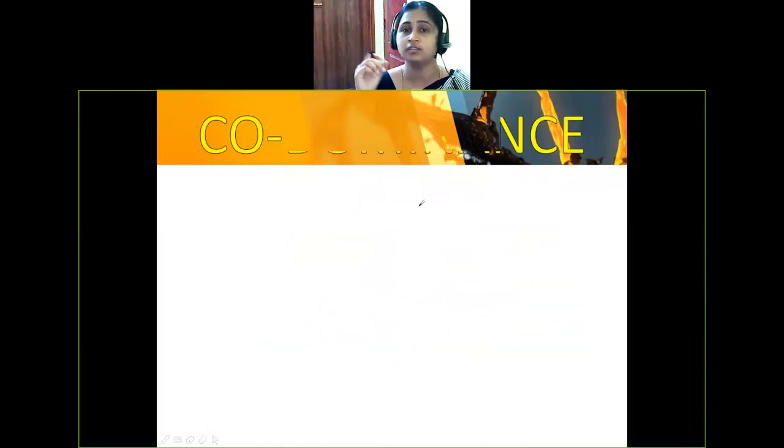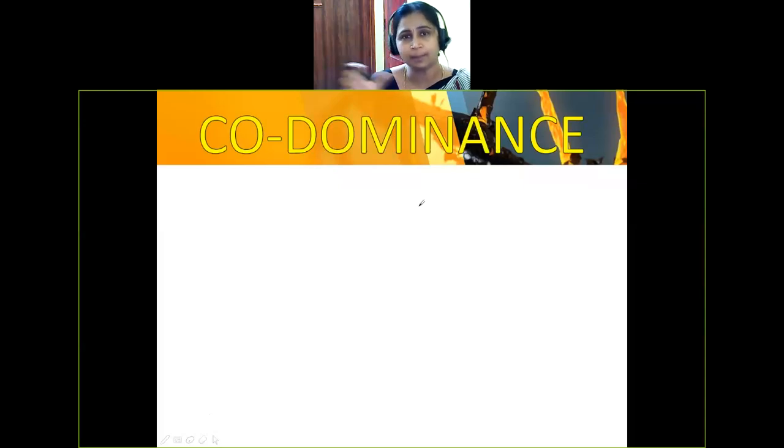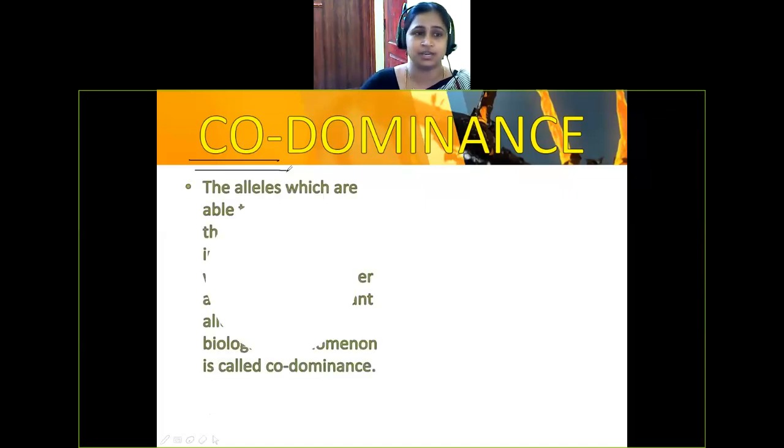So next is nothing but codominance. What is codominance? We saw incomplete dominance and now we are going to see codominance. Co is nothing but one over the other. One color will be dominant over the other color and both will be expressed in the F1 generation or F2 generation. That is called codominance. So we'll see that in still more detail.